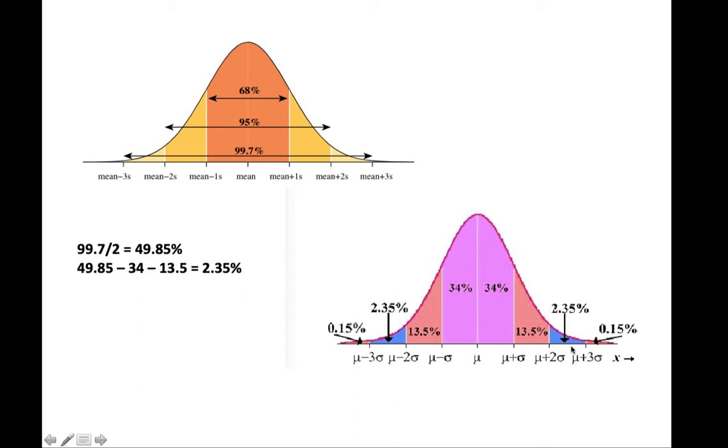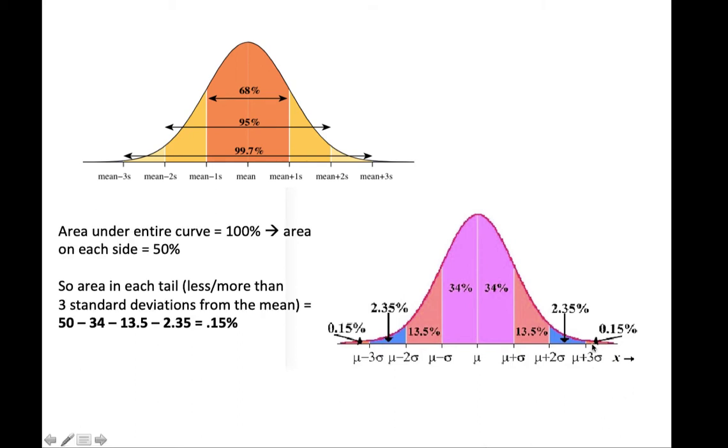Finally, let's look at this blue region, the region between 2 and 3 standard deviations of the mean. So 3 standard deviations from the mean on both sides encompasses 99.7% of the population. So the right-hand side encompasses half of that, 49.85%. And if we want just this blue region sandwiched in between 2 and 3 standard deviations from the mean, we're going to take the 49.85, subtract the 34, subtract the 13.5, and be left with 2.35% sandwiched in between 2 and 3 standard deviations of the mean.